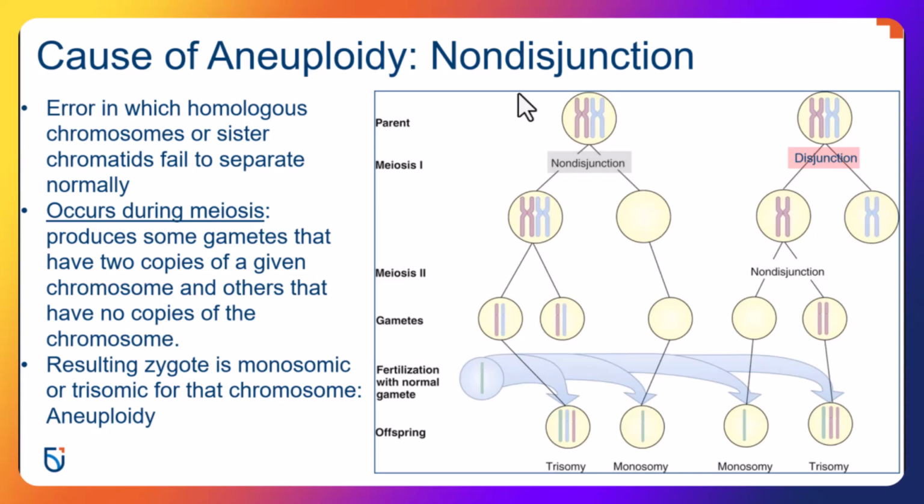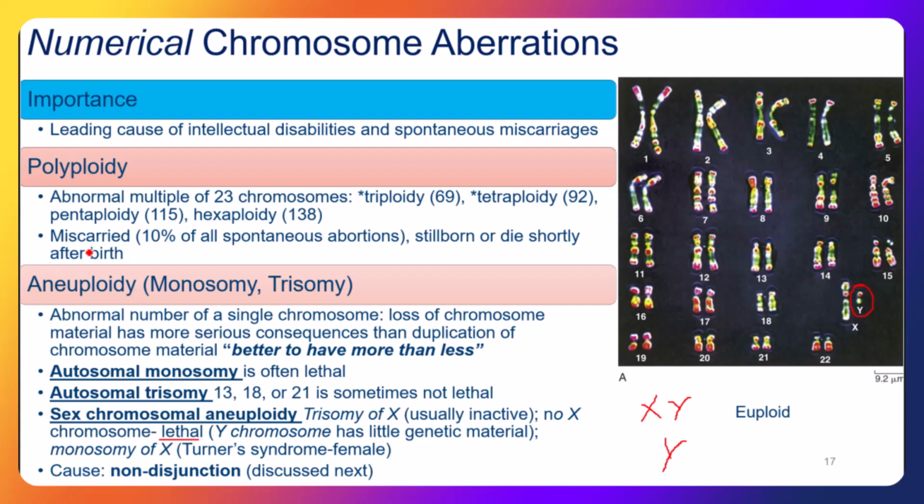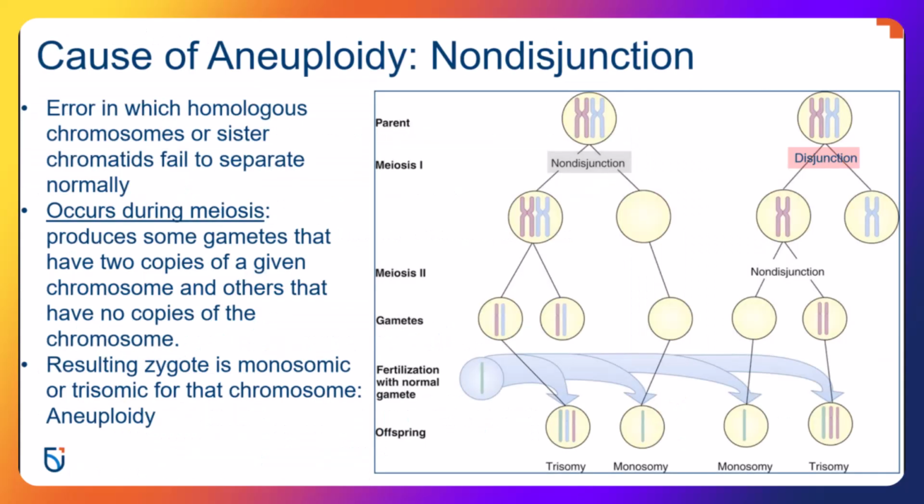So let's talk now about non-disjunction. Disjunction would have been a concept you would have learned about a little bit in normal anatomy. And now we're going to talk about this not occurring, so non-disjunction, which is the main cause of aneuploidy in particular. Non-disjunction is an error where chromosomes fail to separate properly during meiosis.